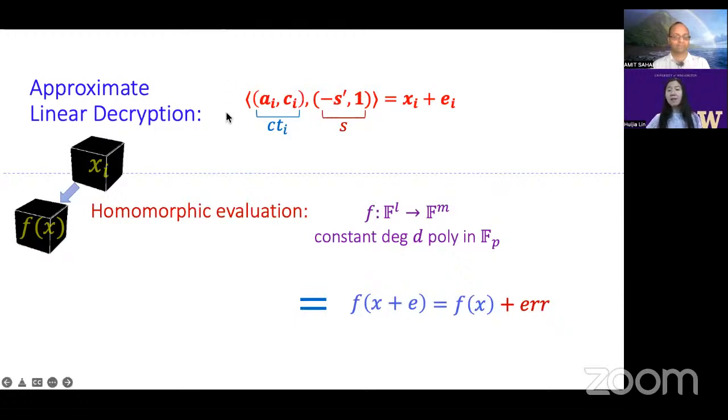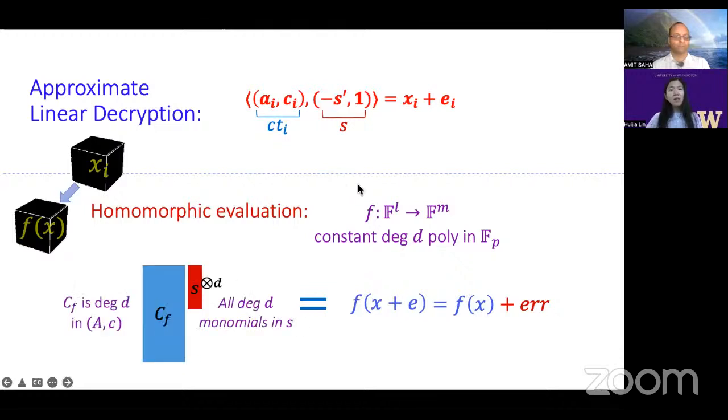On the left-hand side, if we evaluate f on a collection of inner products, it can actually be equivalently viewed as first doing some constant degree D computation on the ciphertext alone to obtain what we call an output ciphertext CF. And when we tensor the secret vector S with itself D times, using this vector to multiply with CF would be equal to the left-hand side when being evaluated with F.